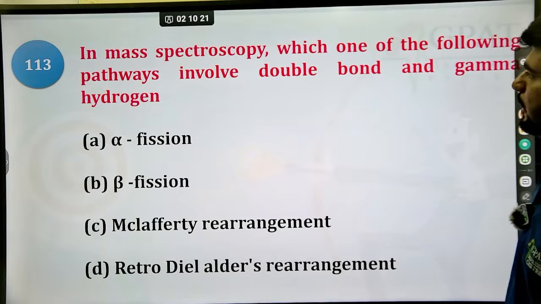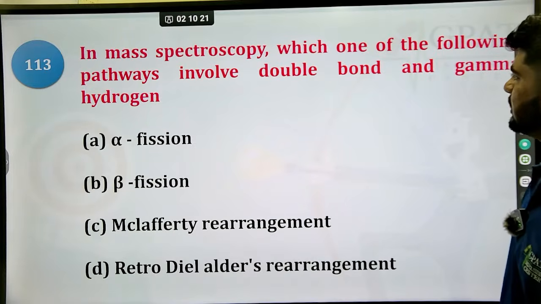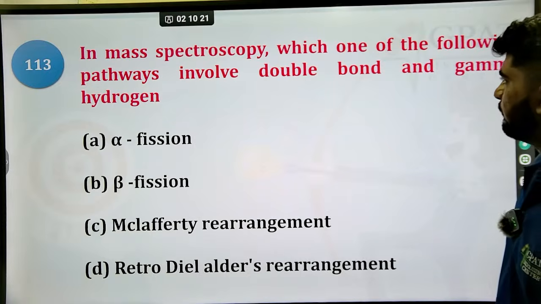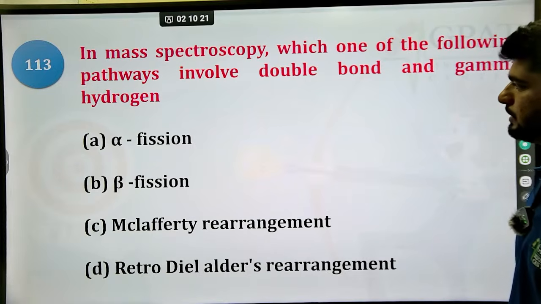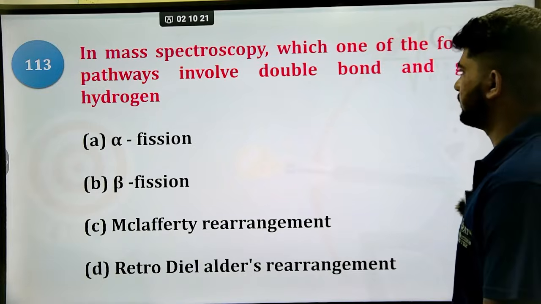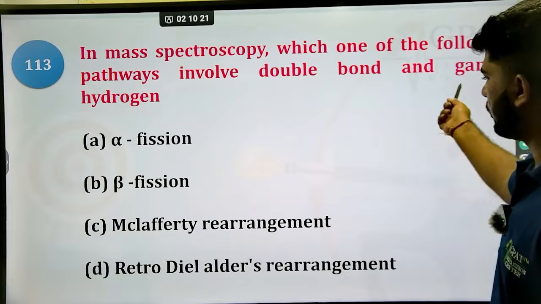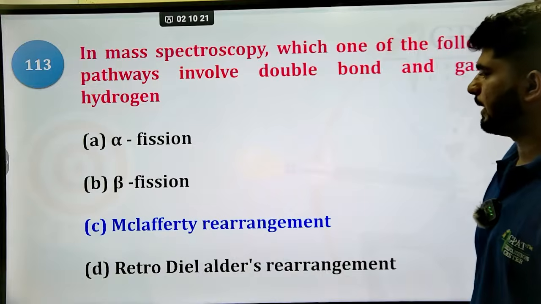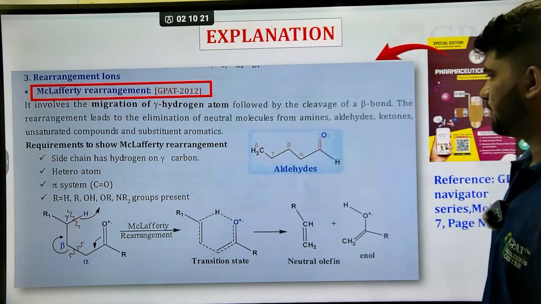Now, in mass spectroscopy, which of the following pathways involve double bond and gamma hydrogen? Alpha fission, beta fission, McLafferty rearrangement, or retro McLafferty rearrangement? Double bond, that is only McLafferty rearrangement, guys, over here.